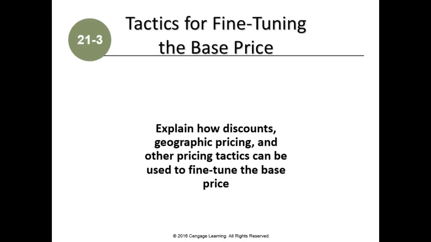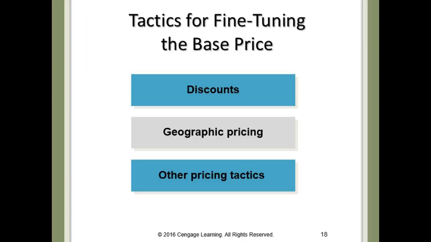Okay, moving on to 21.3. The base price is a general price level at which the company expects to sell a good or a service. Okay, so we're talking about base price. Again, it's the general price level at which the company expects to sell a good or a service. That general price level is correlated with the company's pricing policy. Okay, above the market pricing, at the market, or below the market.